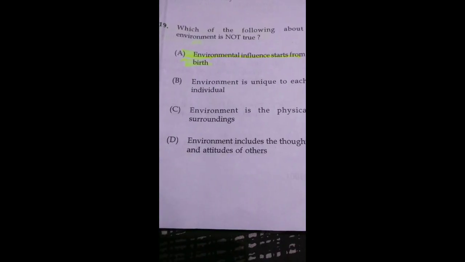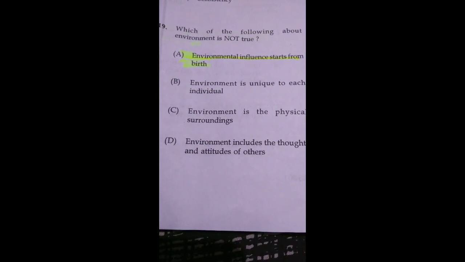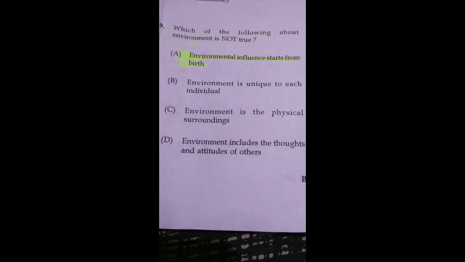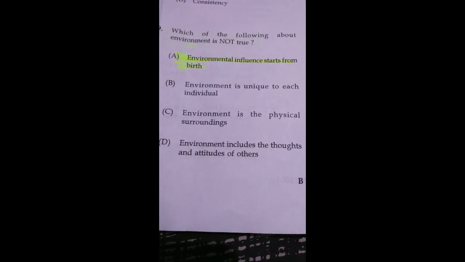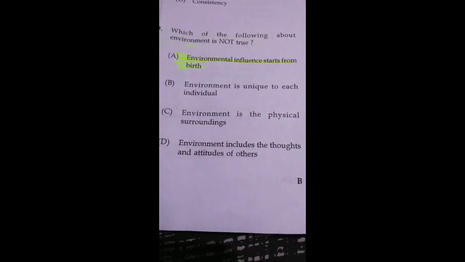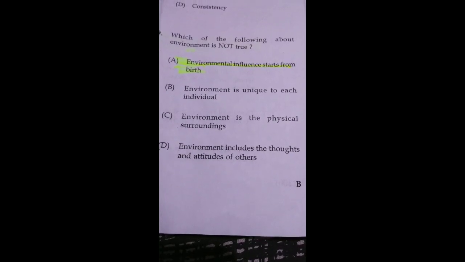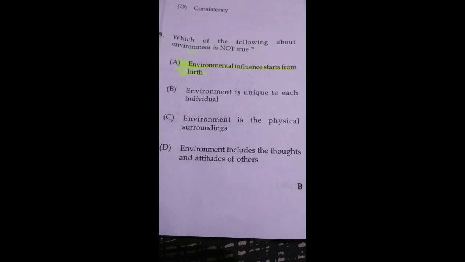Which of the following about environment is not true? Environment influence starts from birth. Environment is unique to each individual. Environment is physical surrounding. Environment includes the thoughts and attitudes of others. Answer is environment influence starts from birth.